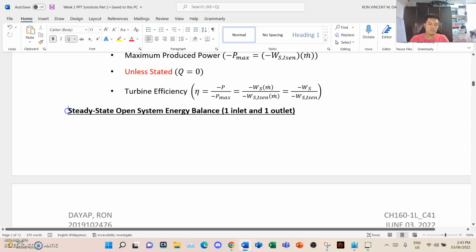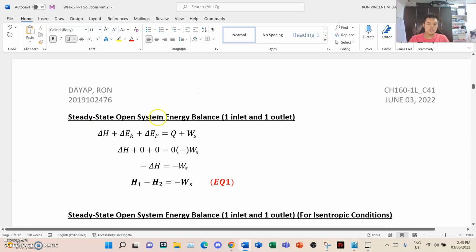Then, to start off, we just need to start with a steady state open system energy balance, one inlet, one outlet. So these two will equal 0. These three will equal 0. Then remember, shaft work must be negative to represent produced work. Then we'll have a negative change in enthalpy, which means that rather than outlet minus inlet, it is essentially inlet minus outlet. And this is our first equation.